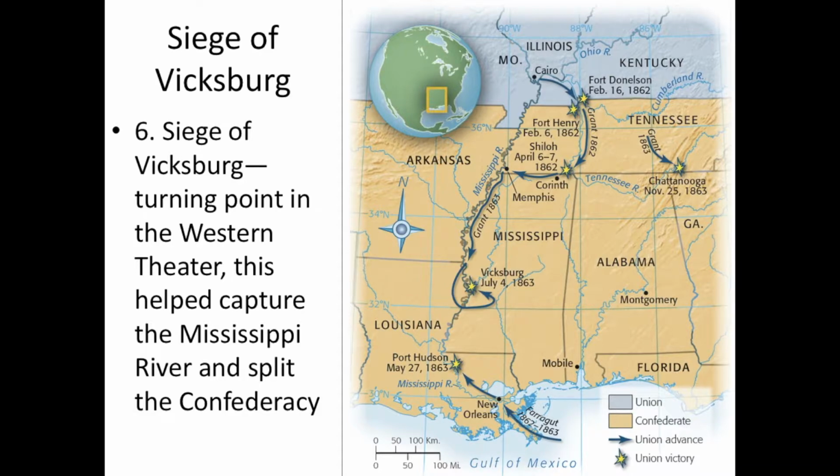So remember talking about the Anaconda Plan and how the second part of that plan was to divide the Confederacy in half along the Mississippi River. Well, you're going to see some Union generals invade from the south. Some are going to come down from the north, like General Ulysses Grant. You've probably heard of him before.